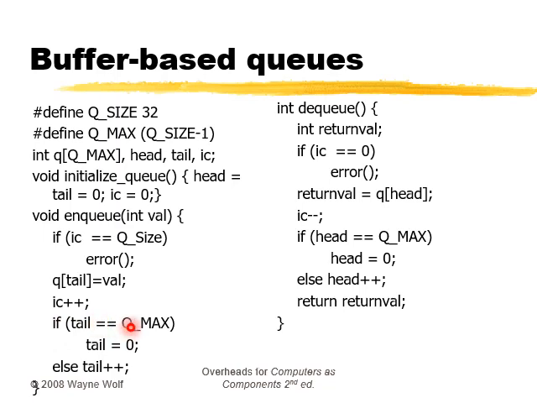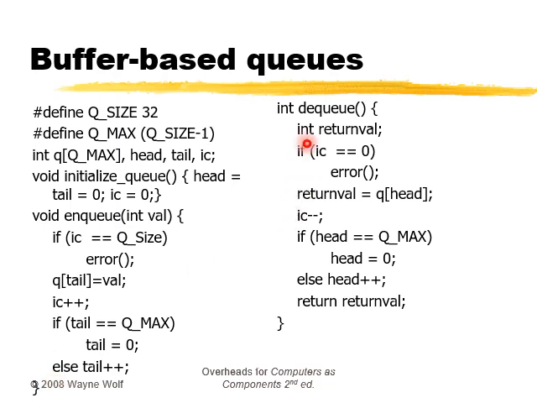If tail equal to Q max, so if tail is reaching the maximum, we will put tail equal to 0. Okay, if this statement is true, we will put tail equal to 0, so we'll move to the base. Otherwise we can increment the tail.